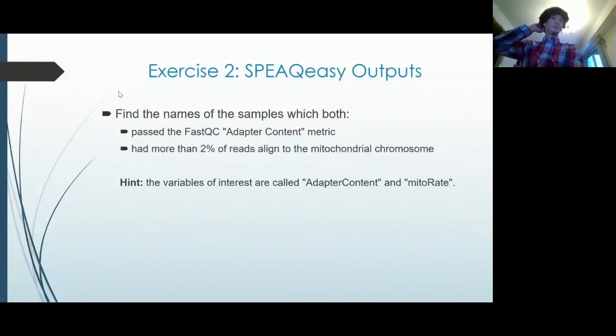Okay, so the next part is an interactive exercise, just to get familiar with these SPEAQeasy outputs. See if you can find samples in this example that I showed, samples which passed the SPEAQeasy adapter content metric and also had more than 2% of the reads aligned to the mitochondrial chromosome. You'll need to know the names of the variables, and those variables are called adapter content and mito rate, respectively. I'll give that a few minutes, see if you can load those example objects and try this out.